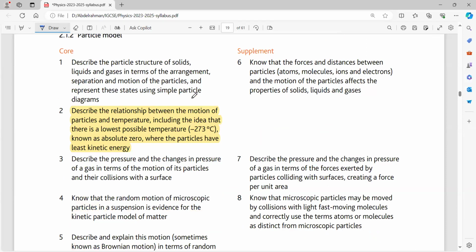The structure of solids, liquids, and gases: yes, we know the arrangement, the separation, and the motion. We know all of these differences. You are not required to know sublimation. In physics, you are not required to know sublimation.